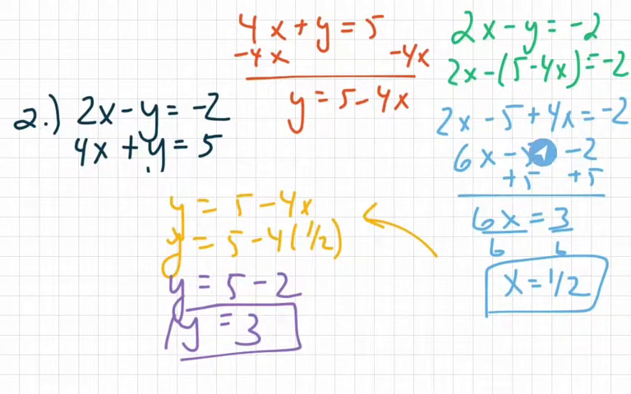2x plus 4x is 6x. Then we add 5 to both sides. We get 6x is equal to 3. Divide both sides by 6. And 3 over 6 is equal to 1/2. Hopping over here, I picked this equation to plug it into because I could. And it was easy, already solved for it. So we do 4 times 1/2. 4 times 1/2 is 2. 5 minus 2 is 3.